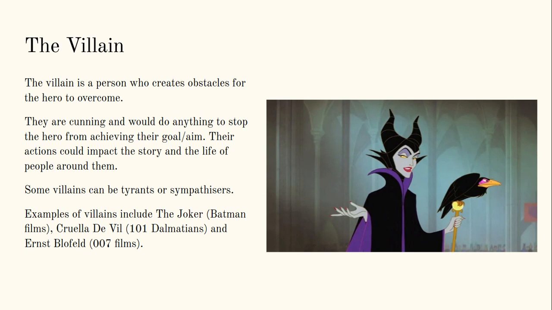Some villains in the story could be tyrants or sympathizers. Some of them are psychopaths as well, or they just don't show any remorse for their actions. They include the Joker in the Batman films, Cruella de Vil from 101 Dalmatians, Ernst Blofeld from the 007 films, and Maleficent, who is the villain in Sleeping Beauty.